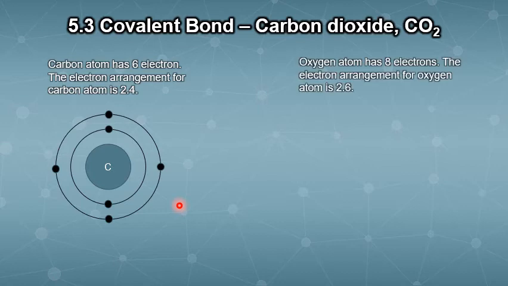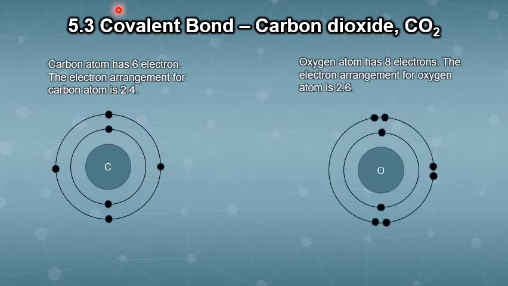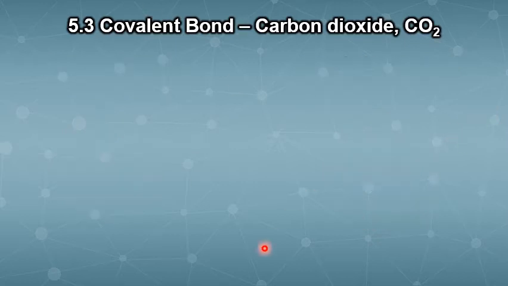Alright, so the second example for the double covalent bond. A carbon atom has 6 electrons. The second example is carbon dioxide, CO2. So on your left, the carbon atom has 6 electrons. The electron arrangement for the carbon atom is 2.4, so you can see the 4 valence electrons. And the oxygen atom has 8 electrons. The electron arrangement for oxygen is 2.6, so that means it has 6 valence electrons. Okay, so look at the next process.